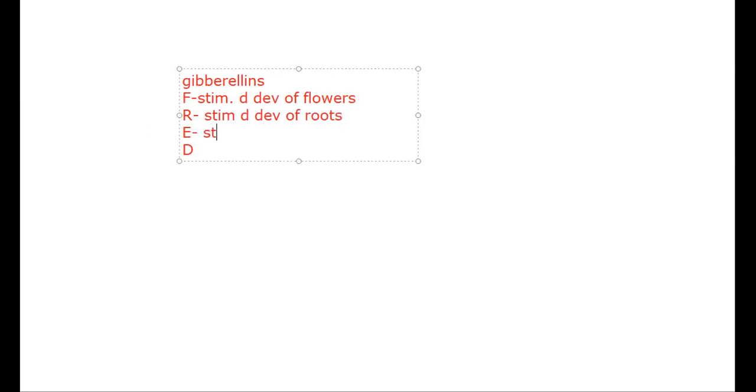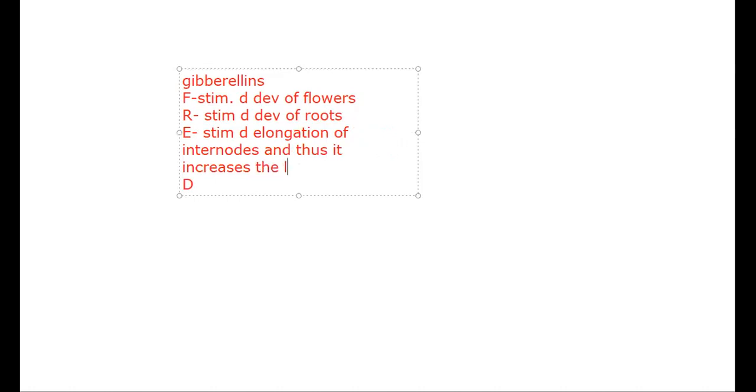E is the one that they normally ask you about. It stimulates the elongation of internodes, and thus it increases the length of the stem.